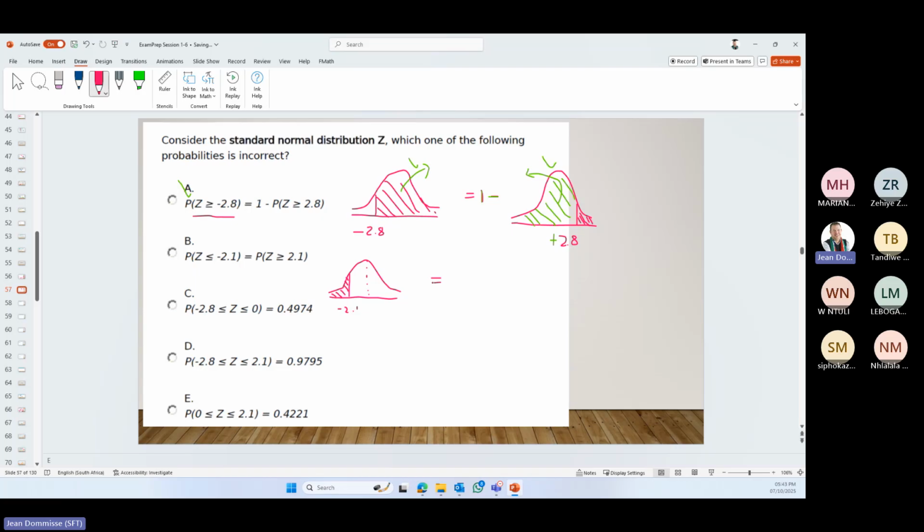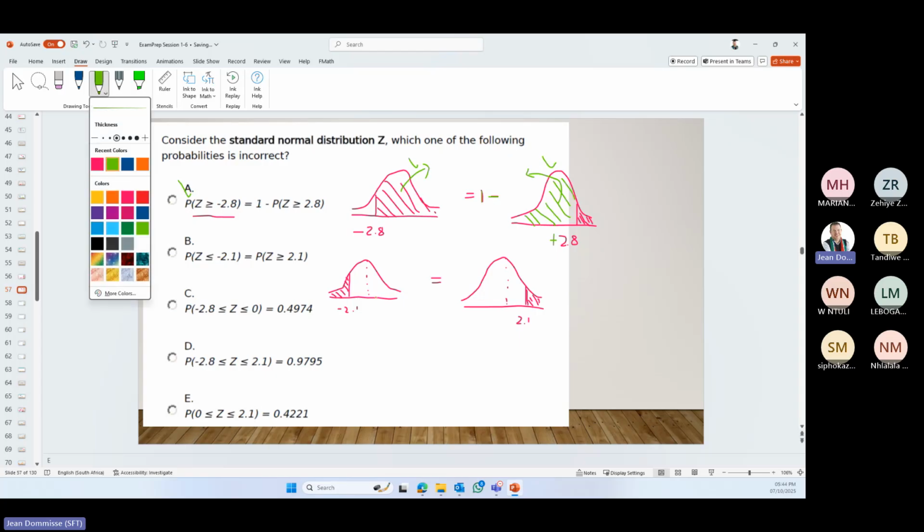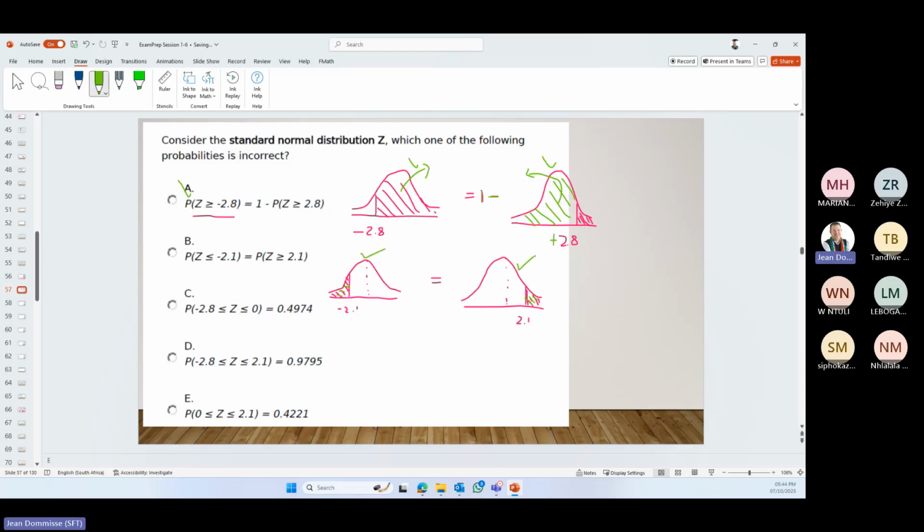So they ask us, is that the same as the probability where Z is positive and bigger than 2.1? Again, symmetry, minus 2.1, 2.1. We're looking here at the same area. So yes, they are similar in probabilities.